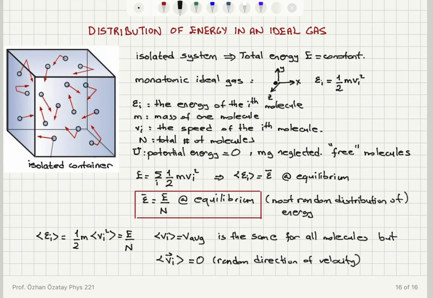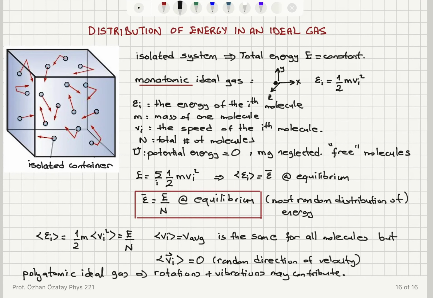Now, as I said, we're talking about a monatomic ideal gas scenario here. How would this scenario change if you have a polyatomic ideal gas? In the case of a polyatomic ideal gas, you would consider contribution from rotations and possibly vibrations may contribute. Which one contributes depends on the temperature of the system, if you remember from your thermodynamics class.